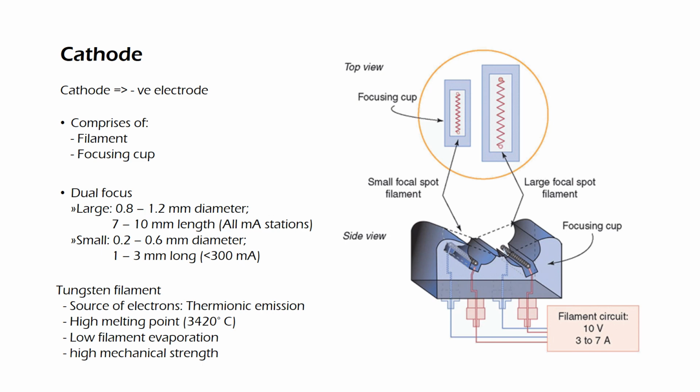Further, to minimize the evaporation of tungsten from the hot surface, the filament temperature is kept at a lower level except during exposure, when it is raised to operational levels for thermionic emission of electrons.